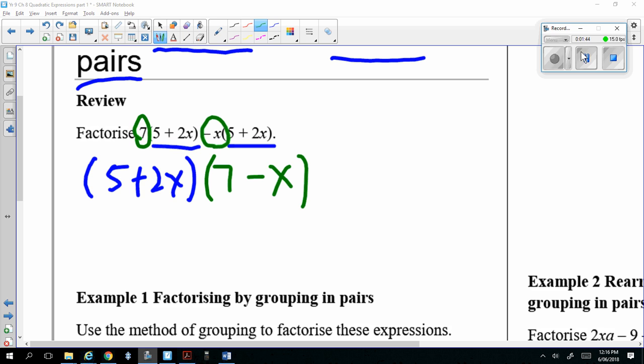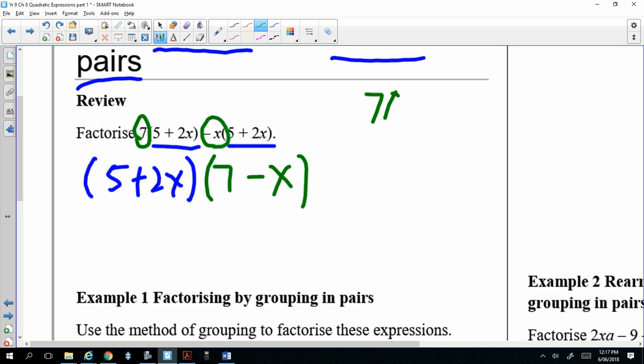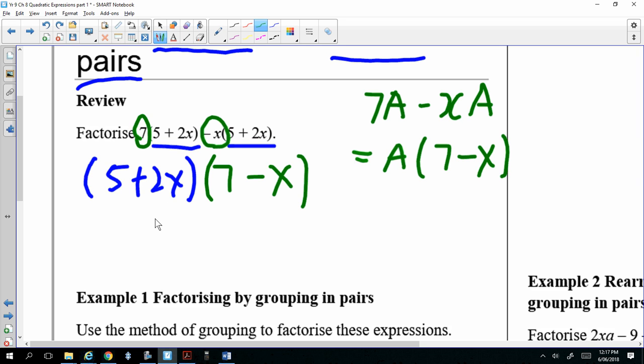All right. Let's do one that's very similar. So what if I want to factorize, say, 7a minus xa? What's common? A bracket 7 minus x. So this is the same question. Instead of a, it's 5 plus 2x. I took the 5 plus 2x out, just like I put that in blue. Does that make sense? A is like 2 terms. This is like an A.